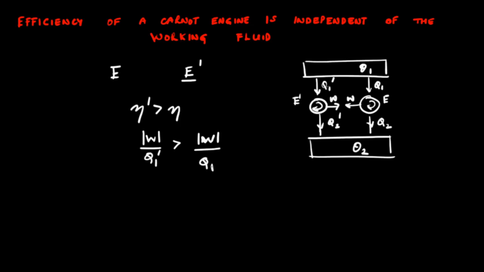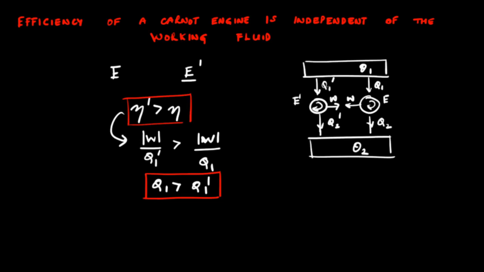So this equation implies that we should have this, but W, that is the work delivered by these engines, is the same. So we can also write this as Q1 is greater than Q1 prime. So in other words, if our engine E prime has higher efficiency, it means that to deliver the same amount of work, it takes in a lesser amount of heat Q1 prime.